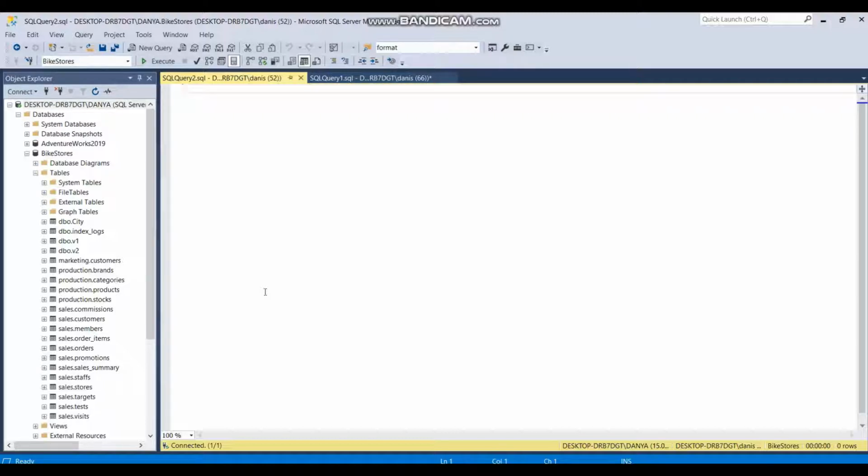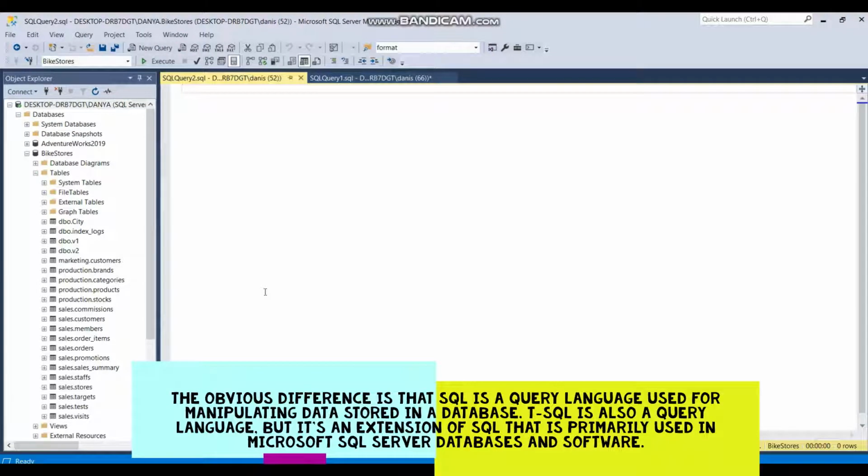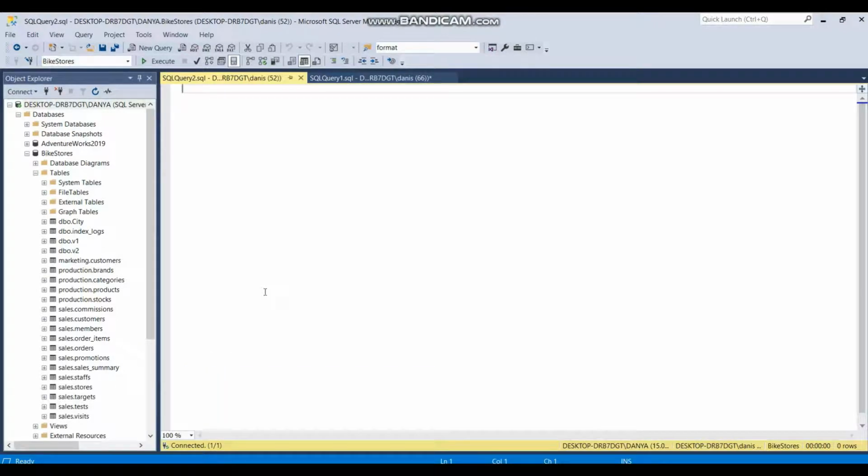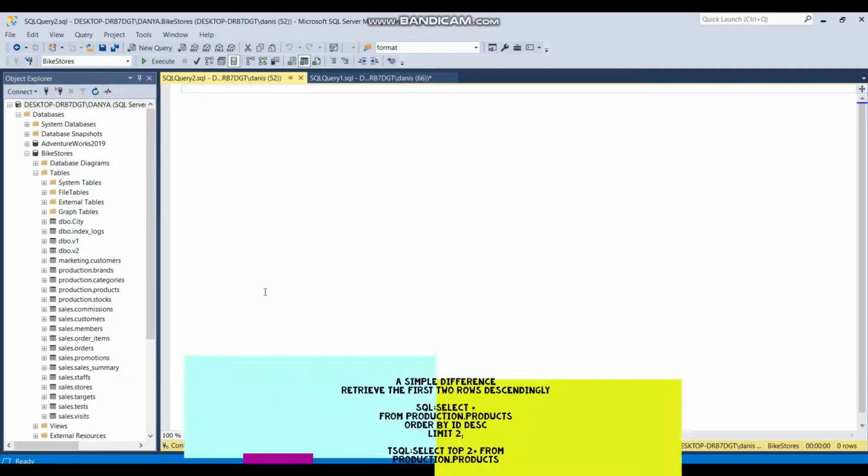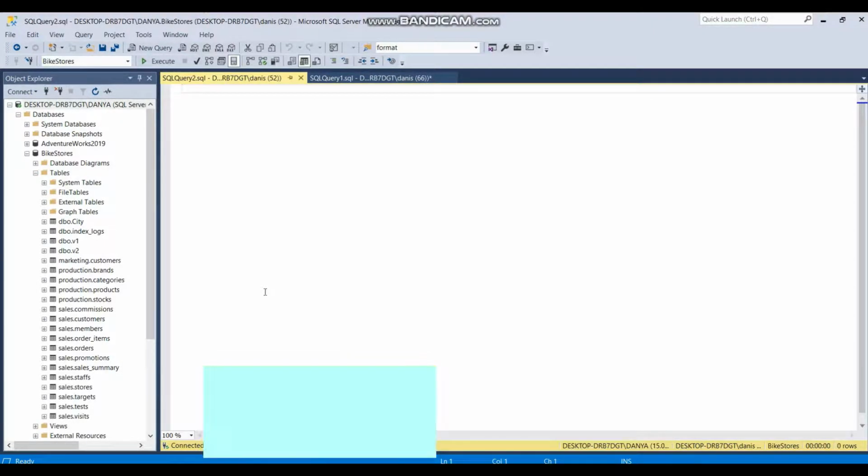First of all, I would like to talk to you about the difference between T-SQL and SQL. The obvious difference is in what they are designed for. SQL is a query language used for manipulating data stored in a database, like I mentioned before, but T-SQL is also a query language, an extension of SQL that is used by Microsoft SQL Server. The Microsoft company created T-SQL, which is an SQL extension.